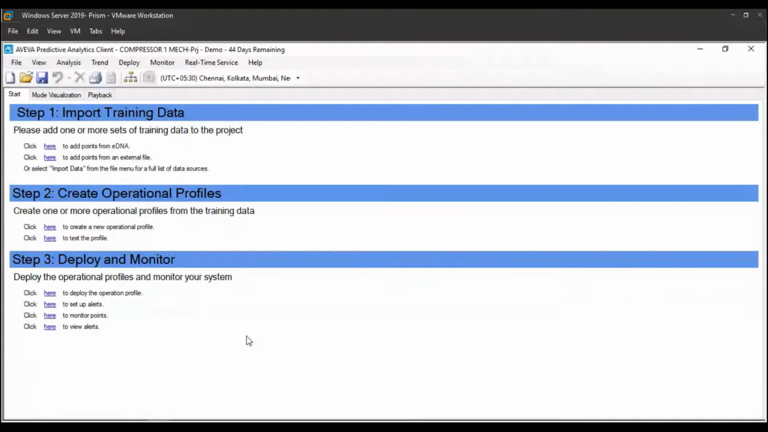Now, once my operational profile is created, we'll keep on checking the real-time values from all the sensors. We'll combine them using algorithms into a single variable and then check the current health of the equipment against the baseline that we created just now. I'll repeat that again. We'll collect data from all the sensors, combine them into a single variable, and then keep on checking that variable against the baseline that we have created.